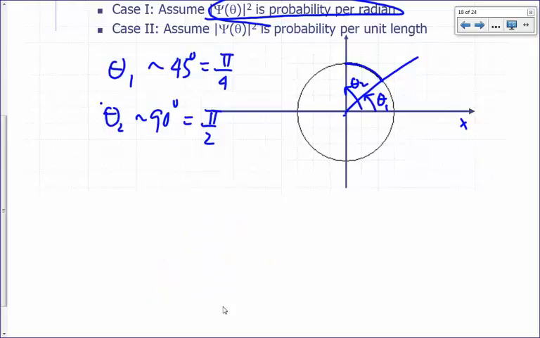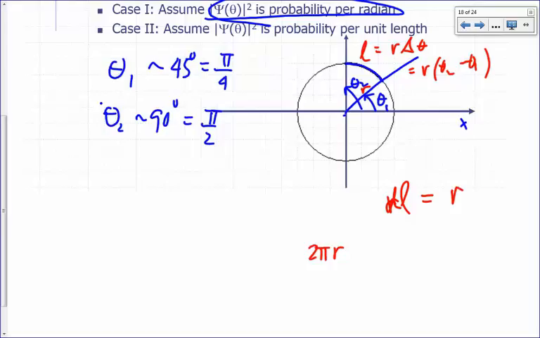So how is the length of the arc related to the angle? What's the circumference of a circle? 2 pi r, right? So if the radius here is r, the length, this length right here, is just r times delta theta, right? So that's just r times theta 2 minus theta 1. So that means dl, okay? You're going to integrate with respect to length, dl will just be equal to r times d theta.